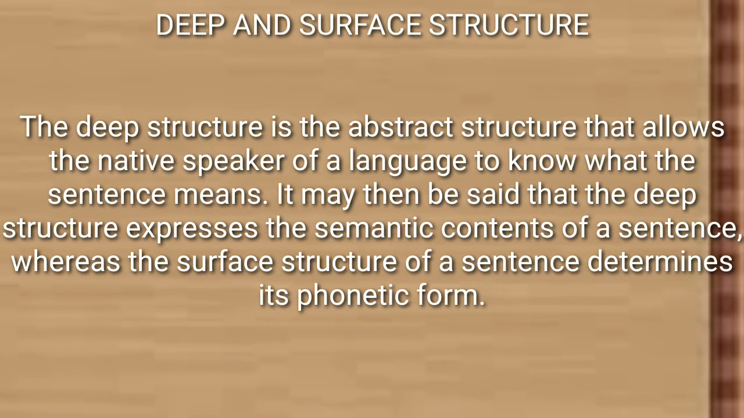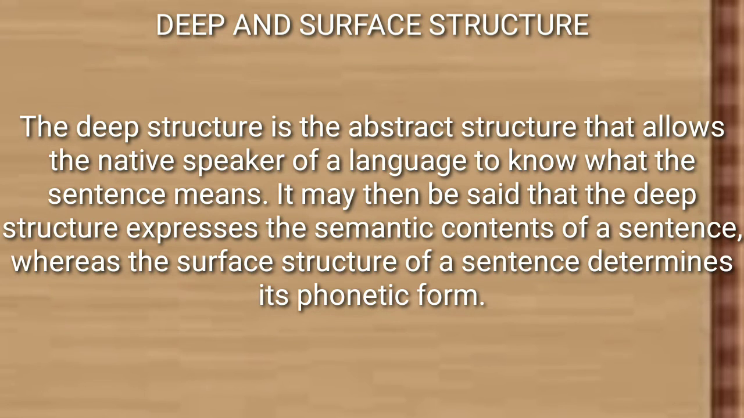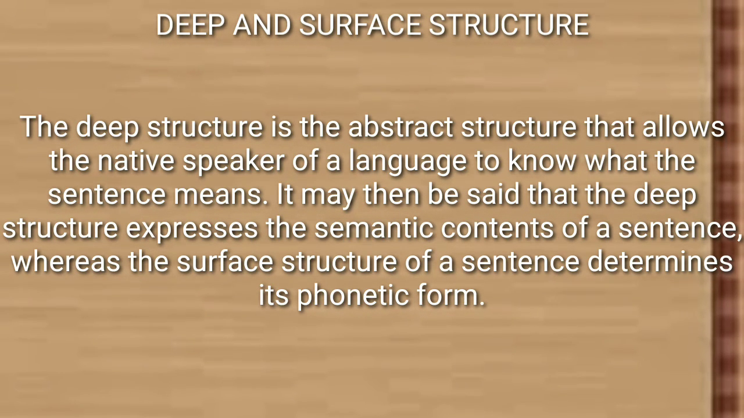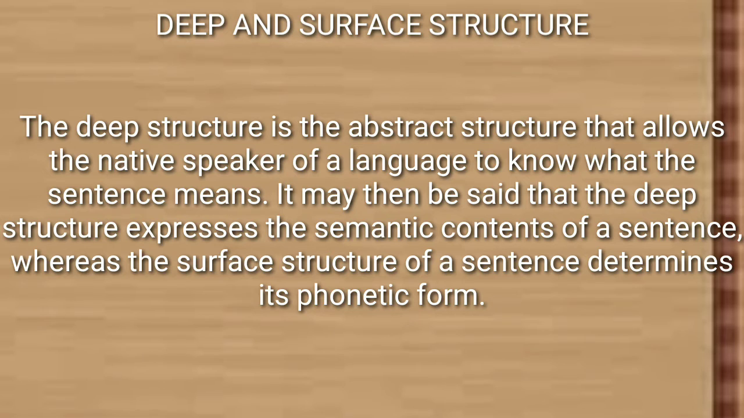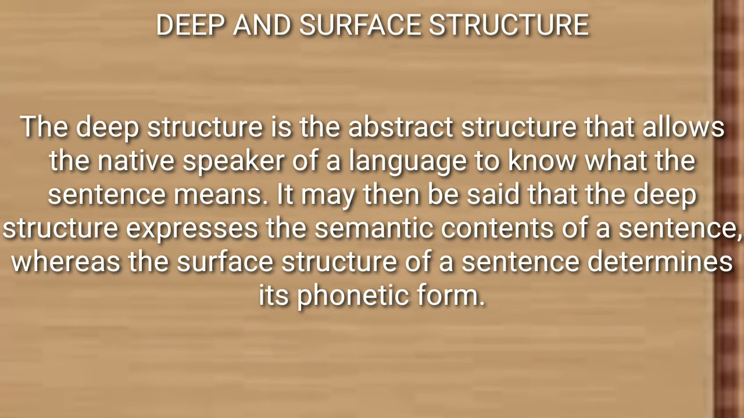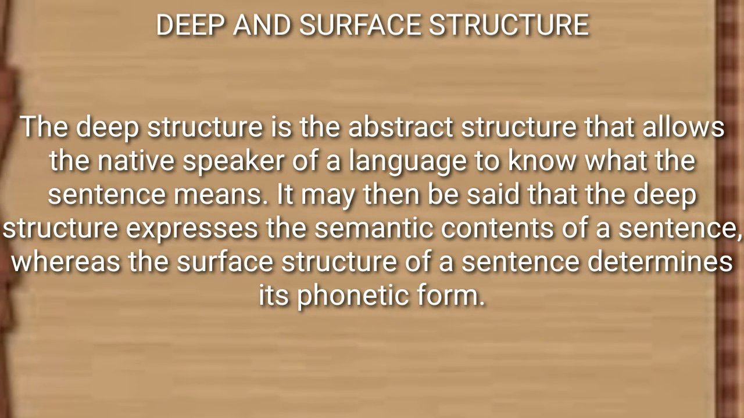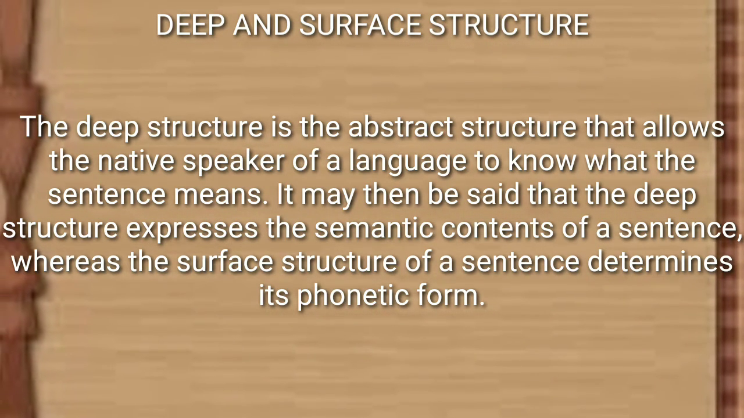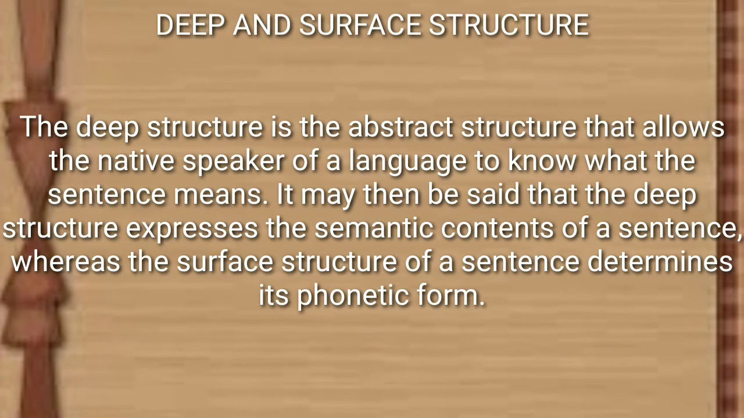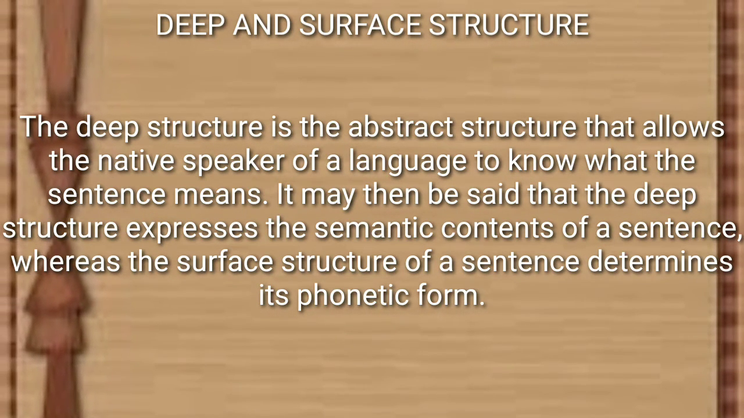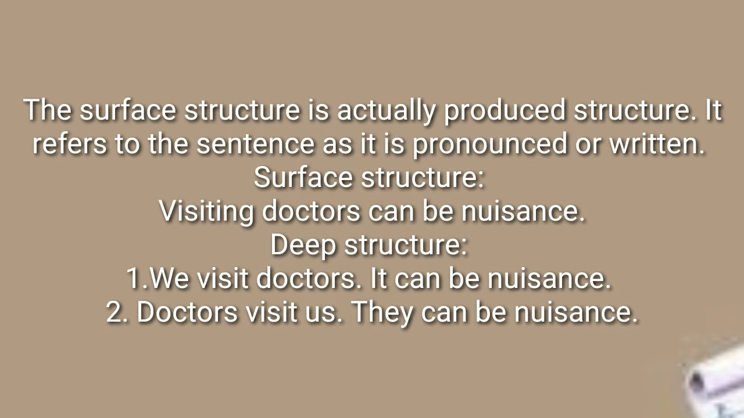Deep and surface structure. The deep structure is the abstract structure that allows the native speaker of a language to know what the sentence means. It may then be said that the deep structure expresses the semantic content of a sentence, whereas the surface structure of a sentence determines its phonetic form. The surface structure is actually the produced structure. It refers to the sentence as it is pronounced or written.